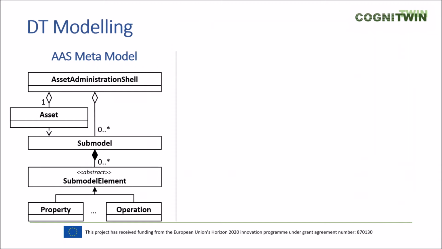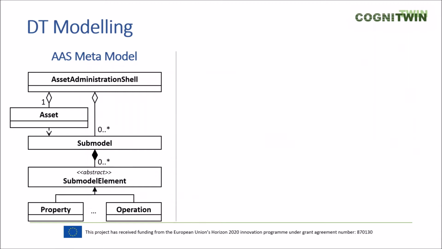In Cognitwin, we are using the Asset Administration Shell, or short AAS standard, defined by the platform Industrie 4.0 consortium, which is publicly available free of charge. On the left, you see a highly simplified version of the AAS meta model. The core element is the Asset Administration Shell, which represents one asset and can contain multiple submodels. A submodel can again contain multiple submodel elements, which can be of different types, for example property or operation. Although there are plenty of other submodel element types in the standard, we are focusing on properties in this demonstrator.